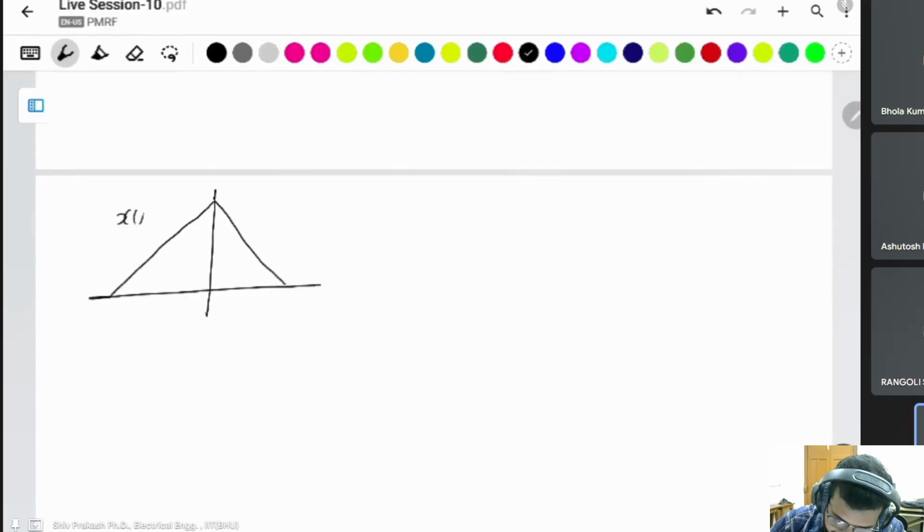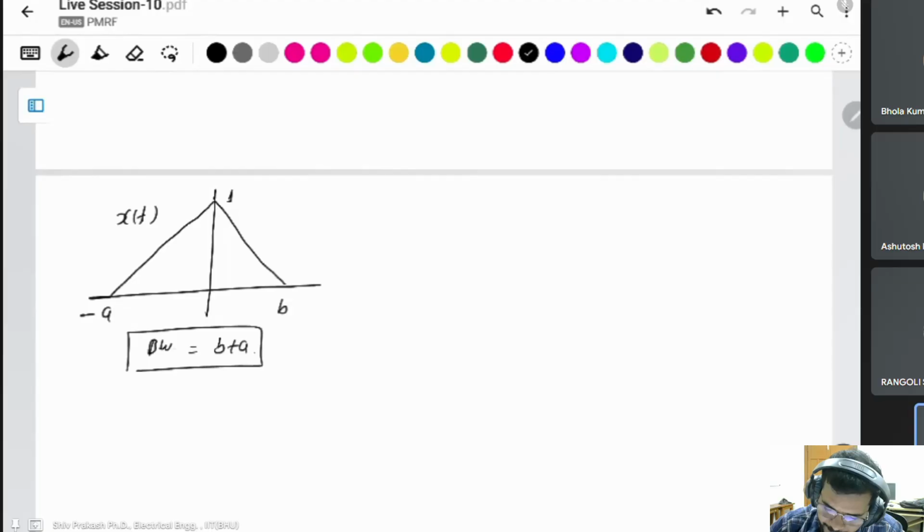Suppose there is an x(t) time domain signal, magnitude is 1 and from -a to a, then what is the bandwidth of this one? It will be b. Suppose the bandwidth of this one will be total a plus b in time domain, the total bandwidth of this one.